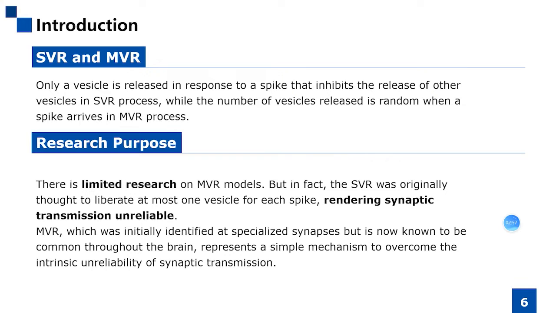Only one vesicle is released when a spike arrives. This process is called the single vesicle release process. But if more than one vesicle is released in response to a spike, this process is called the multi-vesicle release process.